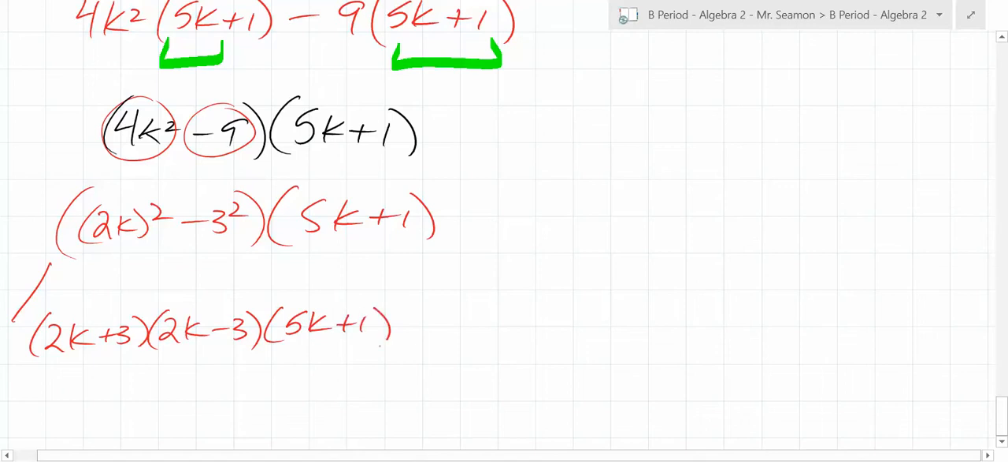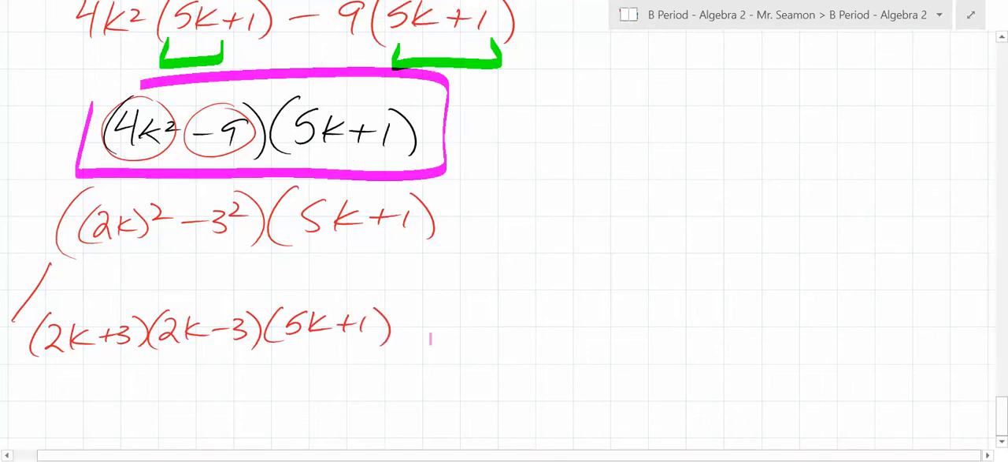5k plus 1. This would be most of the credit. This would be complete credit right there. Oh, so that has full credit? Yes, for full credit. Yeah, absolutely. This would be like a 4-point question on a quiz.